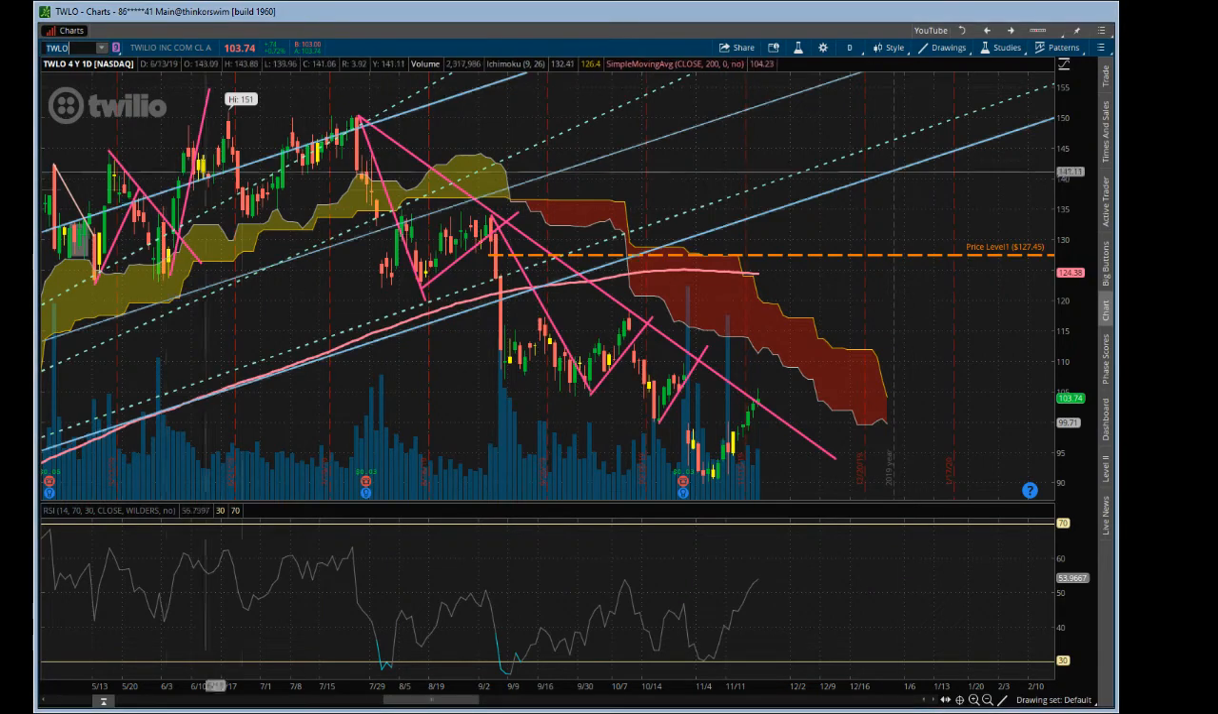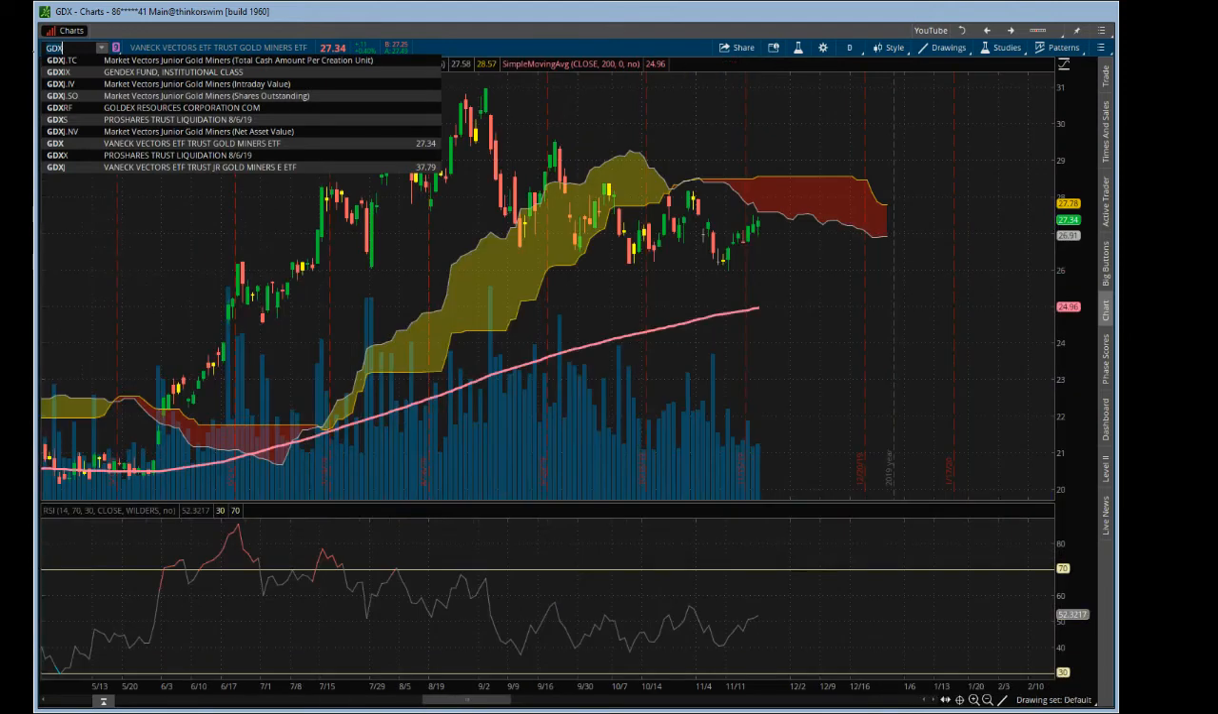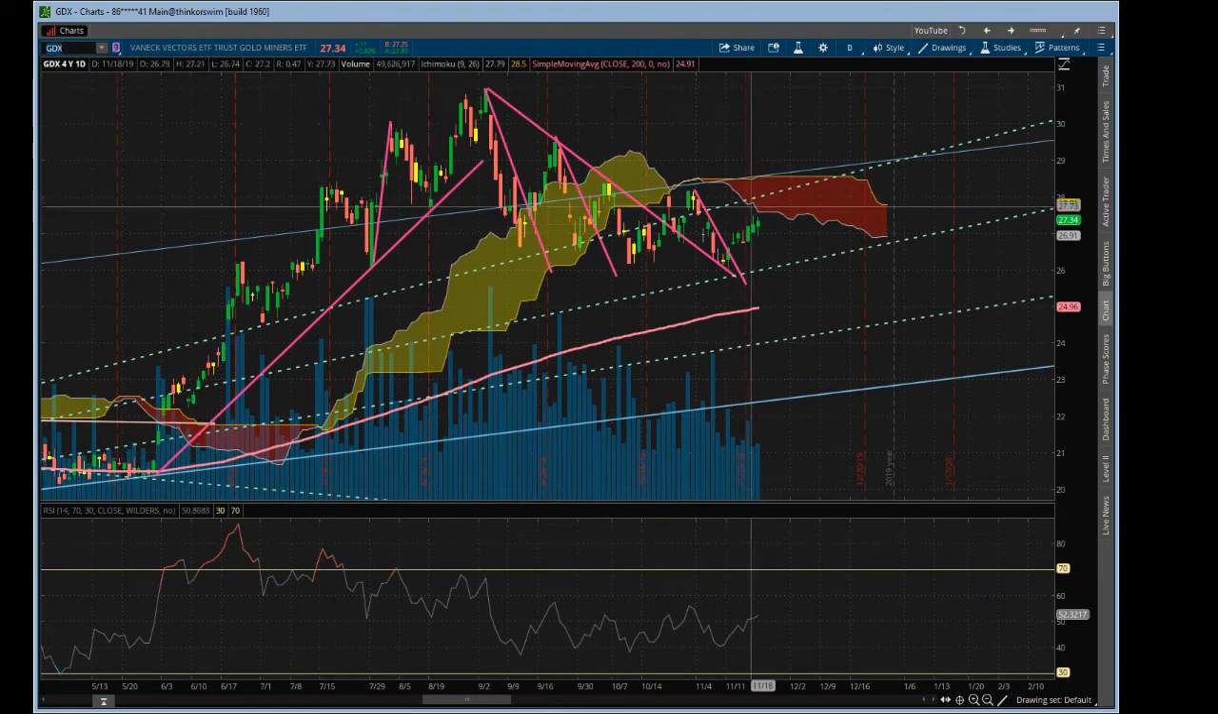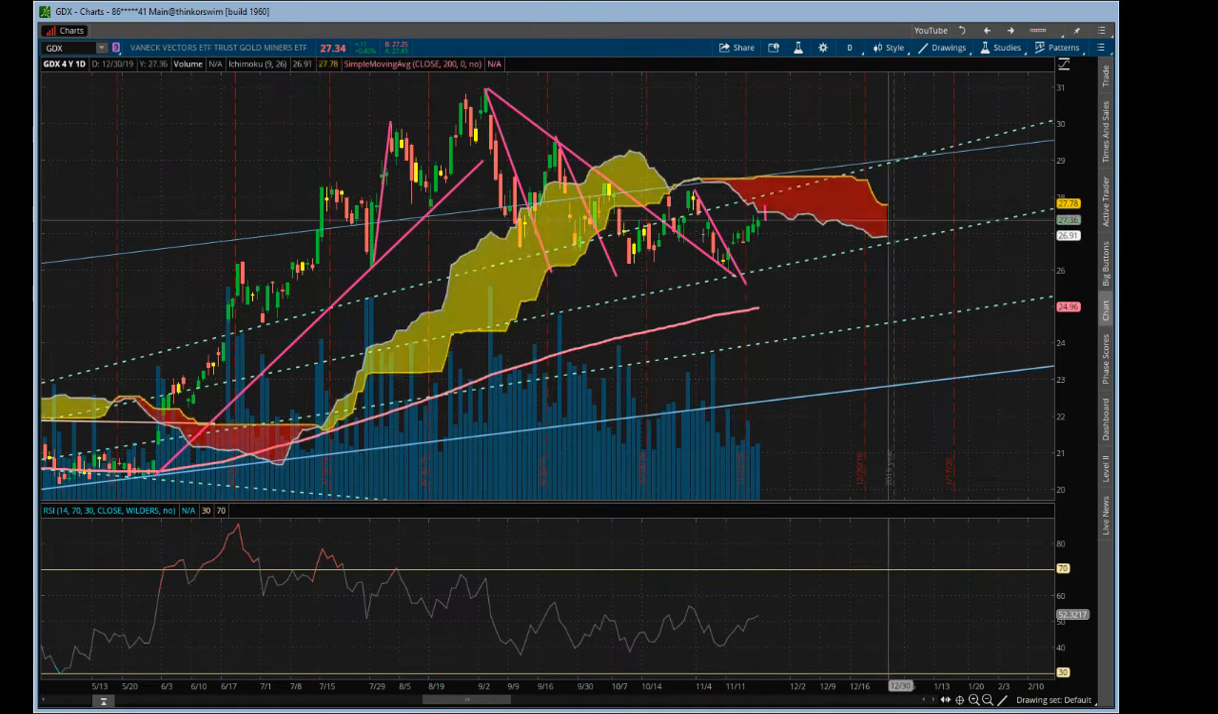Good to see you. GDX. Okay, so just be careful with this. It's running up into the cloud right here, but it just needs a bullish close. I think if it closed bullishly in the cloud, we could see a little bit of a move up.